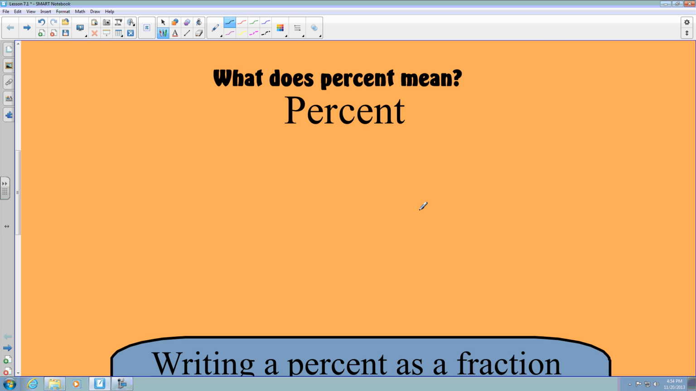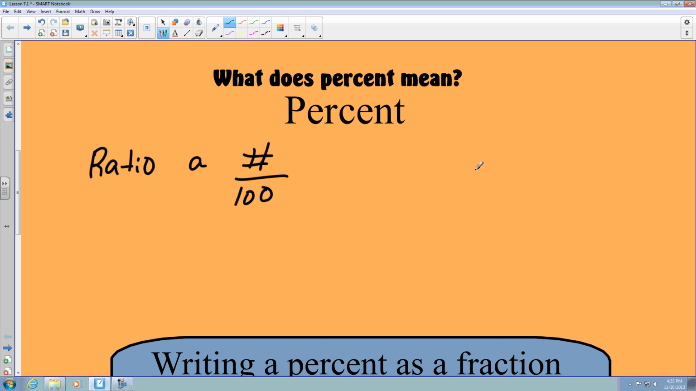Well, percent is a ratio, which we've talked about in chapter 6, but it's a very specific ratio. This ratio is a number that is divided by 100. So you're going to get a value for this, and what we're trying to do is find the ratio of that number by 100.